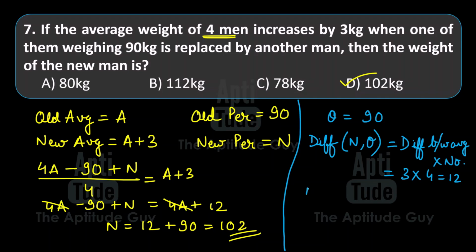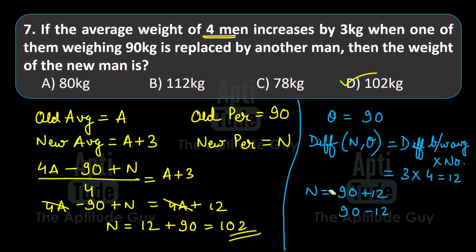So now the new person is either 90 plus 12 or 90 minus 12. And most of the times both of them will be there in the options. Here also 102 is there, 78 is also there. Now how to choose which one is the correct answer? This is the main game.